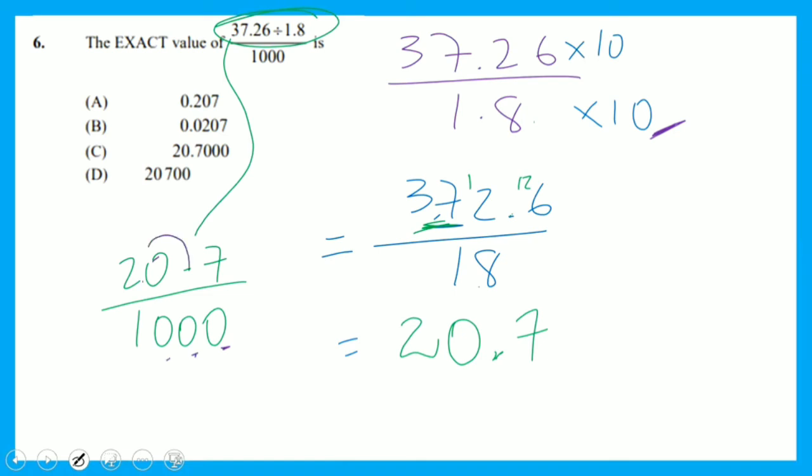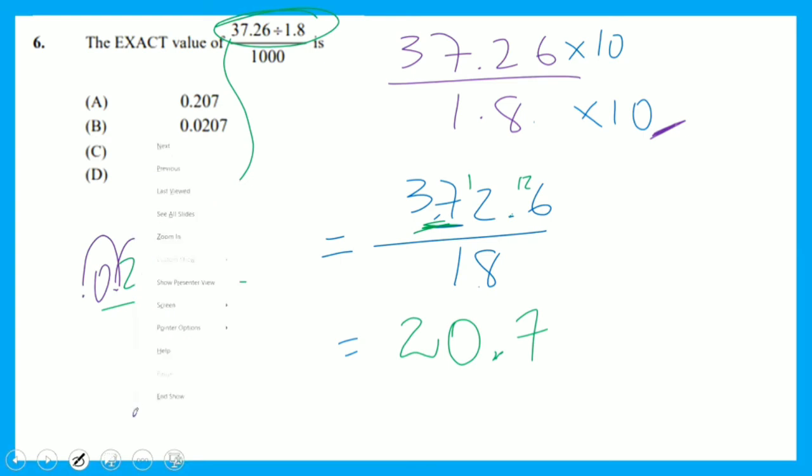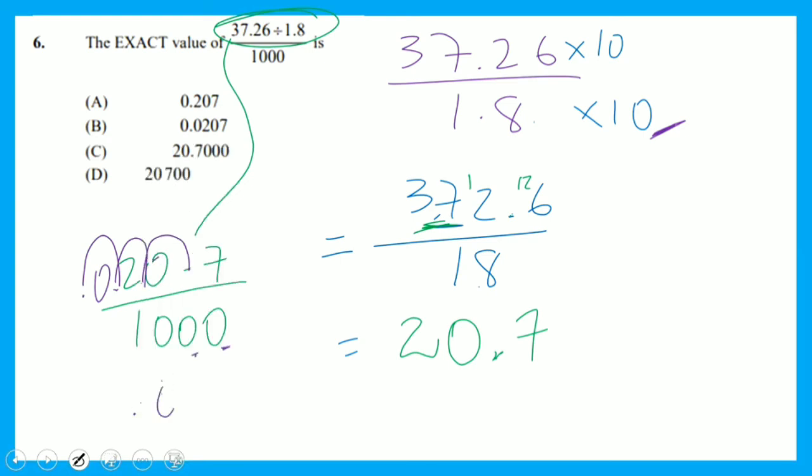So our decimal point is not going to end up here, not here, but here, which means we need a 0 as a placeholder there. So my new answer is going to be 0.0207. And of course, we put that 0 out front. So our final answer is 0.0207, which is going to be B.